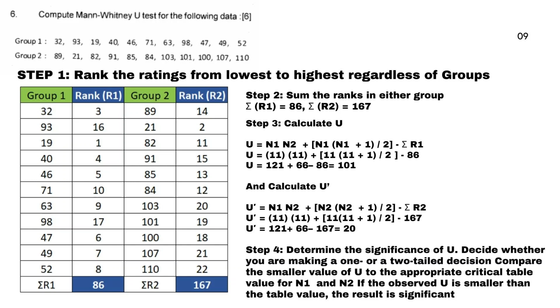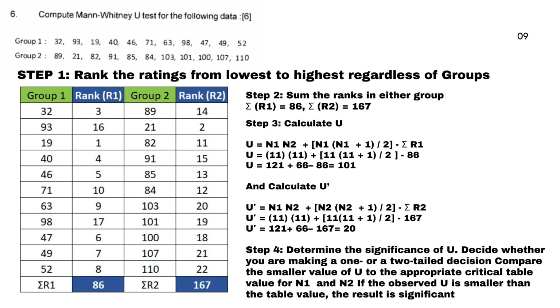either group. So the rank 1 total sum comes to 86. So our sigma R1 is 86, and rank 2, when you total it up, comes to 167. So sigma R2 is 167. Now we know the formula, so it's easy to apply. We know N1 is 11, the number of samples, and N2 is also 11.